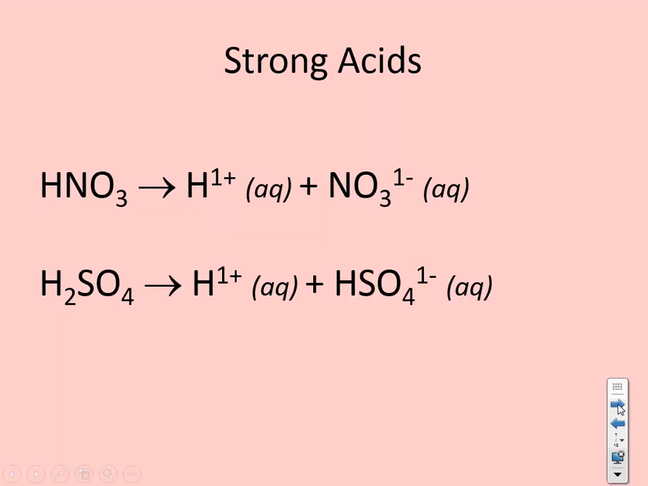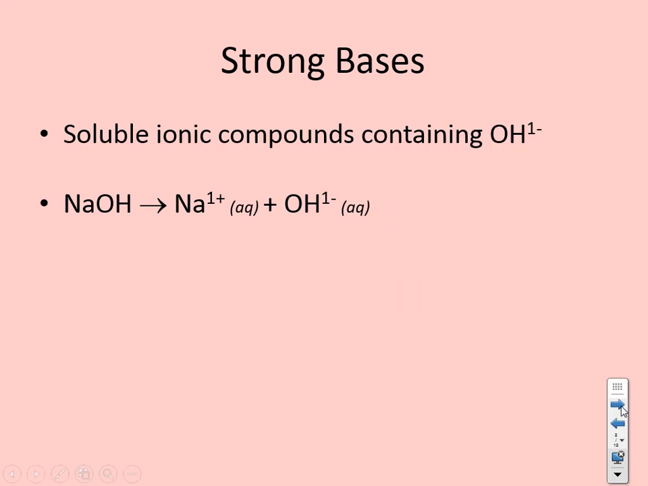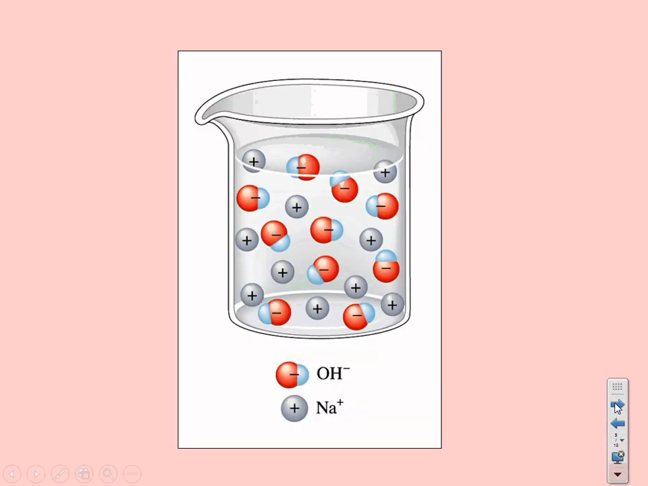So some strong acids include nitric acid, HNO3, which dissociates completely, and sulfuric acid. Notice it's the first hydrogen that comes off, H2SO4, sulfuric acid. That makes it strong. Strong bases dissociate completely, producing hydroxide ions. So these are your soluble hydroxides. If you could look in solution, you would see lots of cations of sodium, and there's your hydroxide.